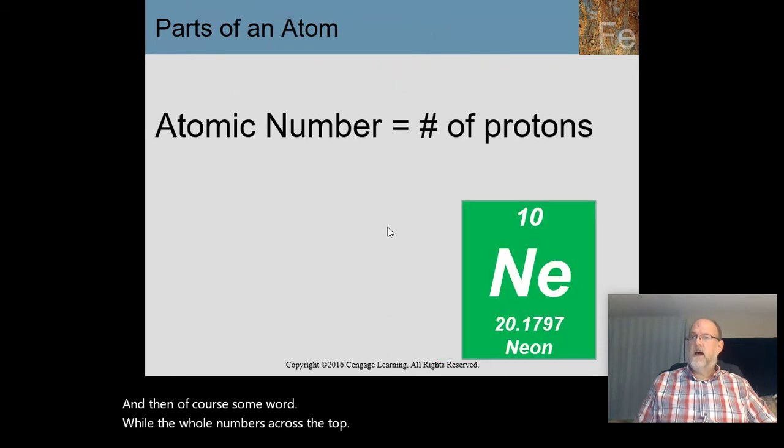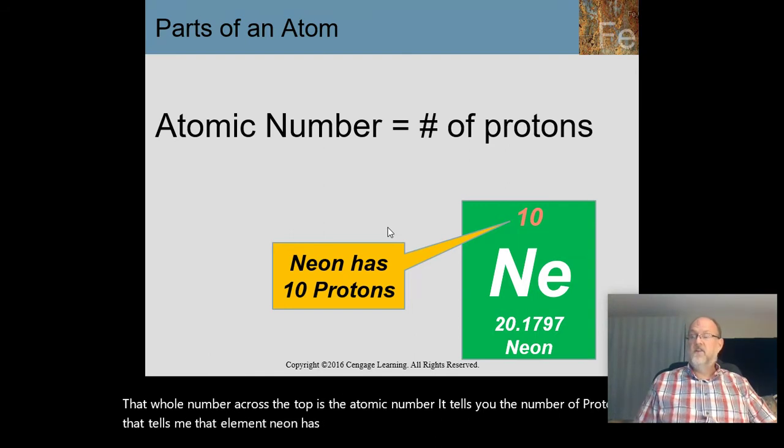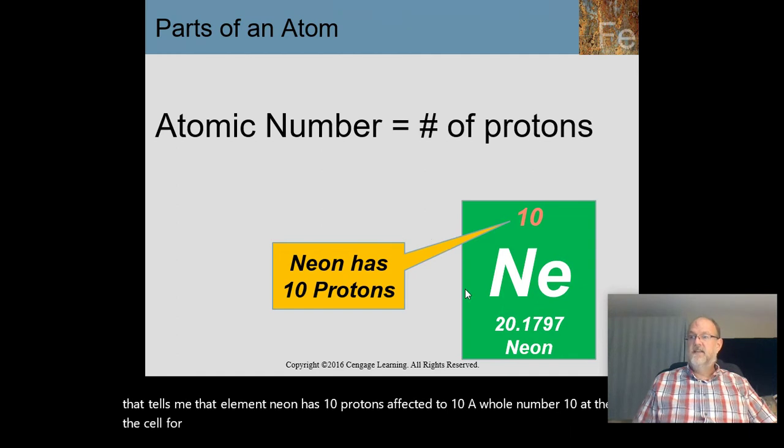That whole number across the top is the atomic number. It tells you the number of protons. So that tells me that the element neon has 10 protons. The fact that there's a whole number 10 at the top of the cell for neon says that neon has 10 protons.